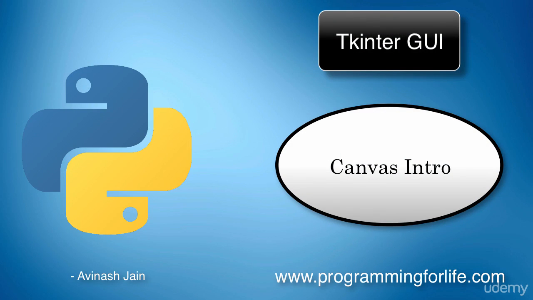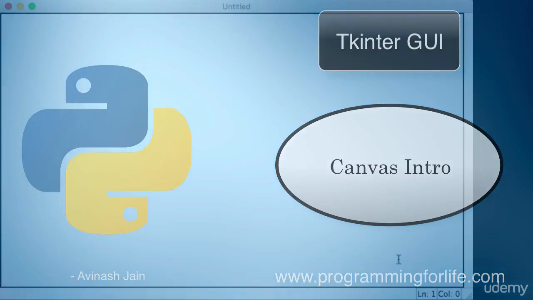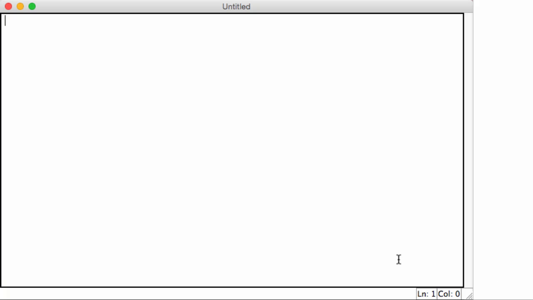Alright, so in this lecture we'll be talking about the concept of canvas. I told you that we were going to talk about it in this lecture. We've covered basically the main GUI elements of the Tkinter module, but we're now getting on to the graphics stage. So with graphics comes the canvas.